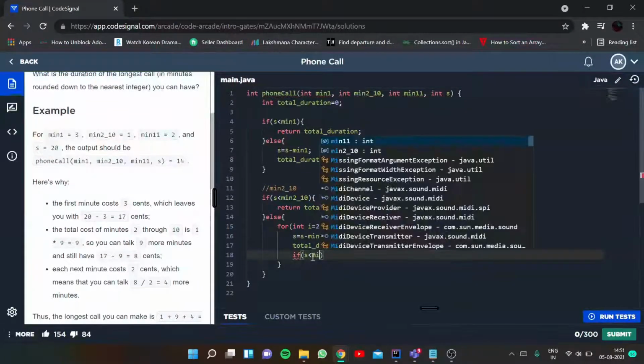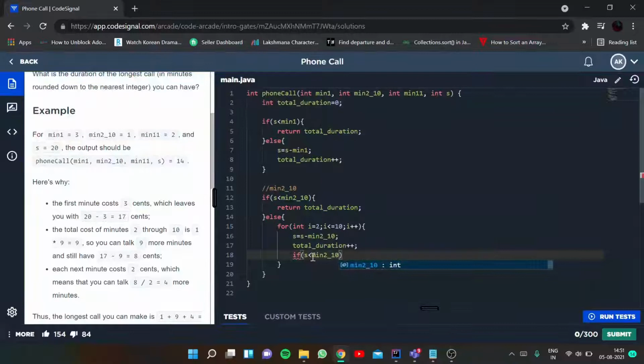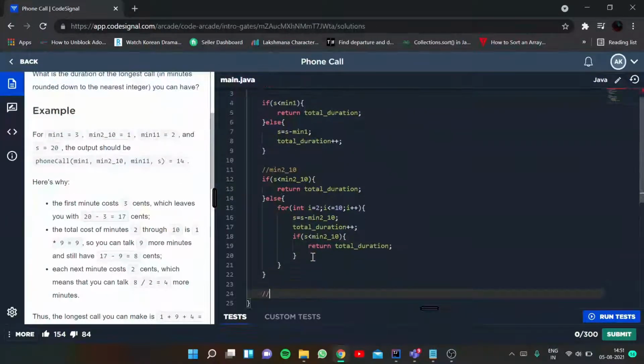If s is less than the money needed for minutes 2 to 10 after incrementing, then it has to return the total duration. That's it. It's simple. Now the second part is finished. If the money is more, we can go for the third call.